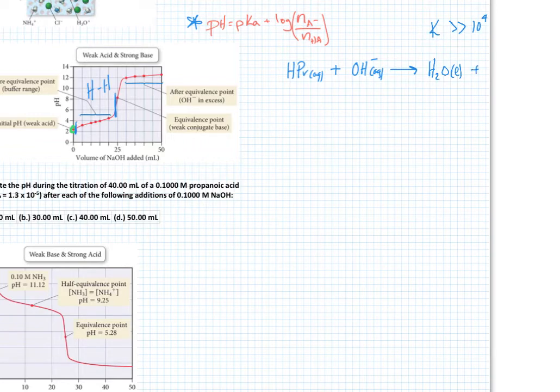So water is one of the products, and Pr minus is going to be one of the other products. Again, spectator ion, you'd say sodium propionate. Okay, and then also this is aqueous.